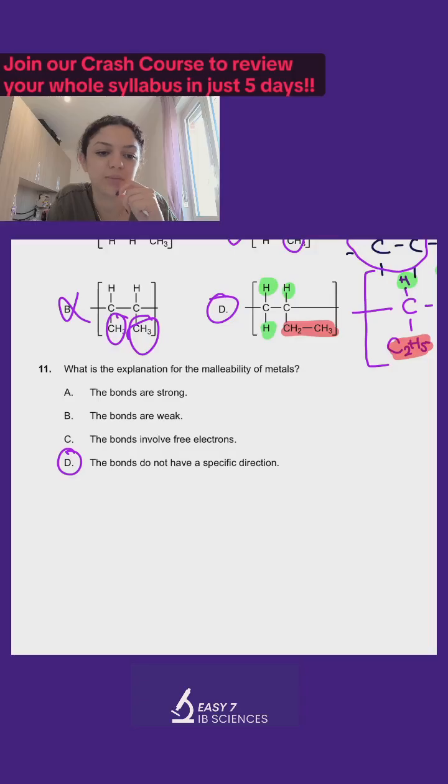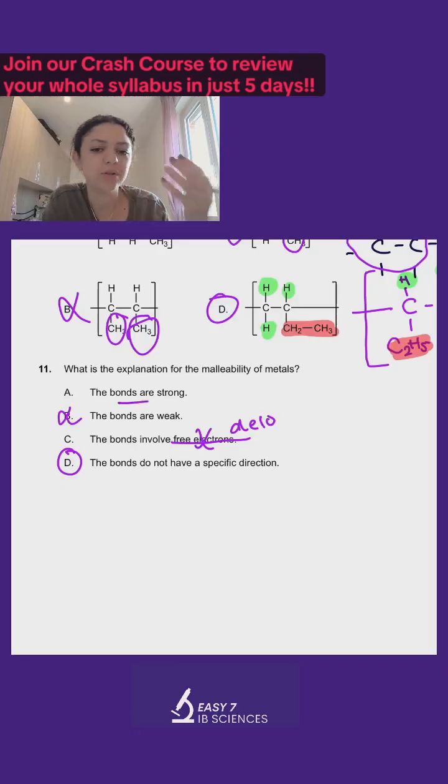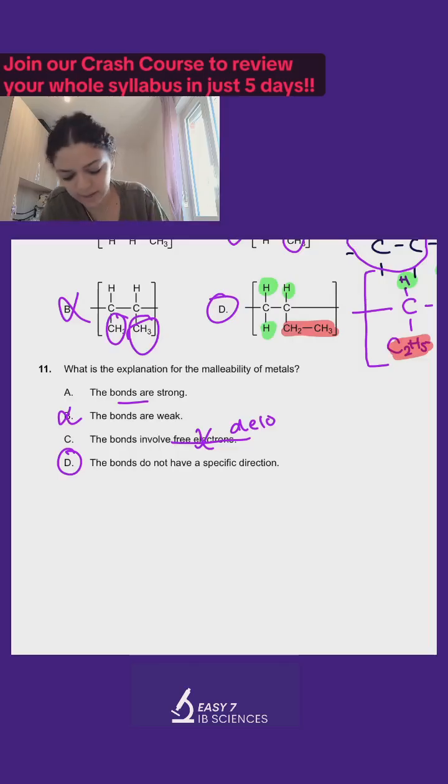And this is very mean of IB because basically they want you, whenever you mention delocalized electrons, to reference them as delocalized electrons. Okay? Free electrons are not the same thing as delocalized electrons. So here they're being so rude, but this would have to be delocalized electrons. Bonds are weak. That's not true. Metal bonds are strong. And the bonds of the metals are strong, but that does not allow for malleability. That's why A is not correct.